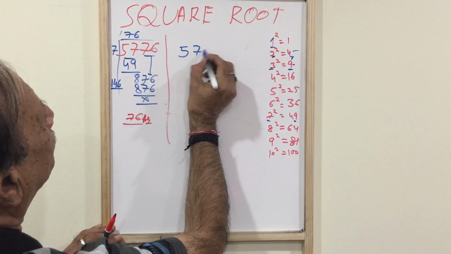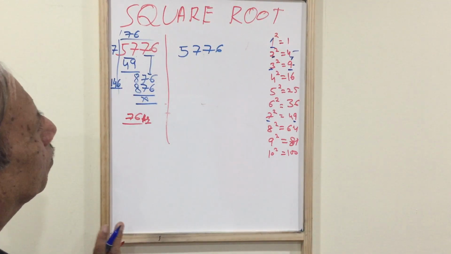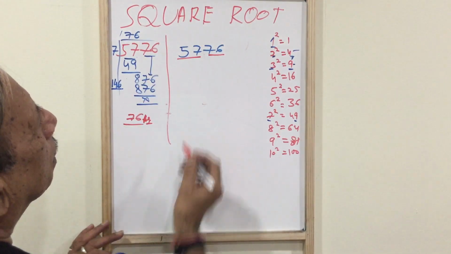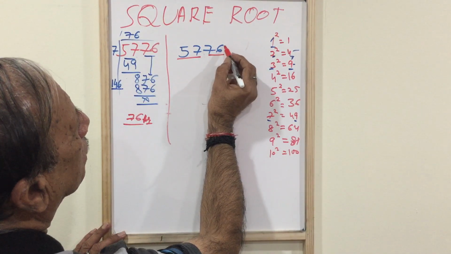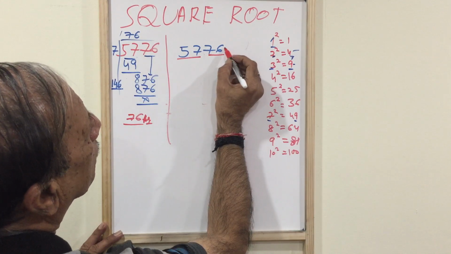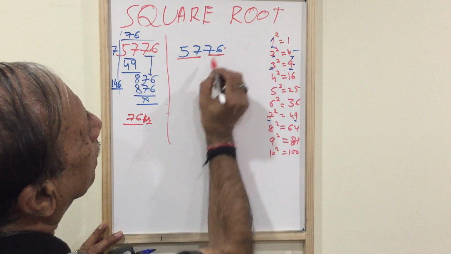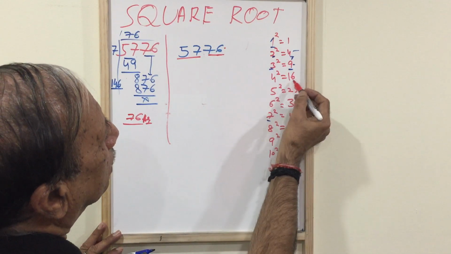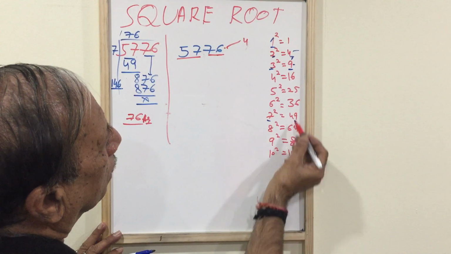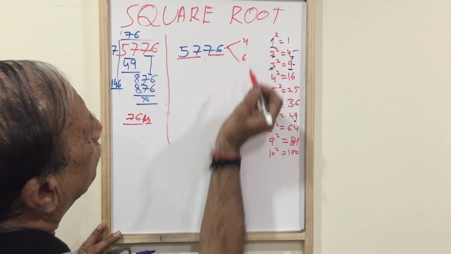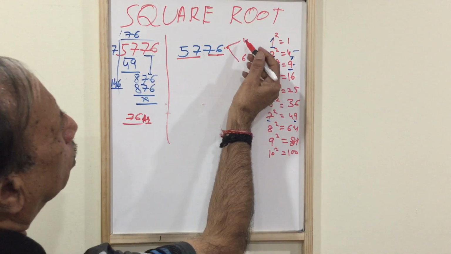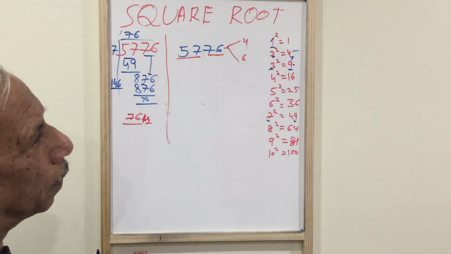Now we'll find the square root by the fast trick method. We write the same number, 5776. We make pairs like this, and from the last digit we select the last digit of the root. Here this digit is 6, so we see where 6 comes from. 6 comes from 4 squared, and 6 comes from 6 squared. So the last digit of the root should be either 6 or 4.